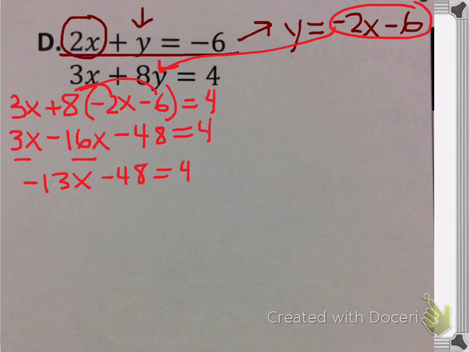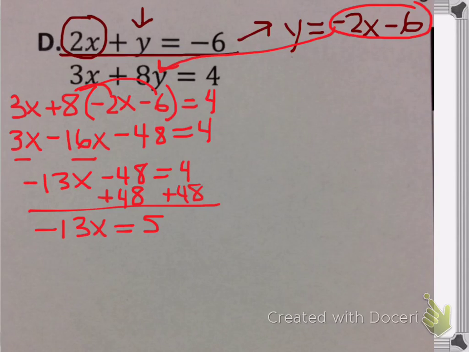In order to get the x by itself, I'm going to have to get rid of that 48. So I'm going to add the 48 to the other side, and I get negative 13x equals 52. I'm still trying to get x by itself, so I'm going to divide by negative 13. When I do that, it cancels over here to 1x, and over here, 52 divided by negative 13 is negative 4.